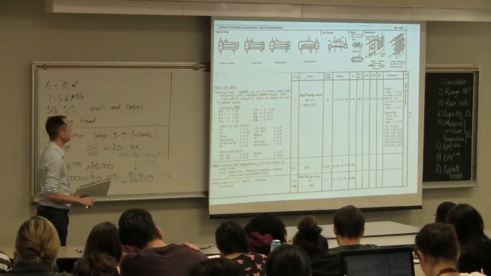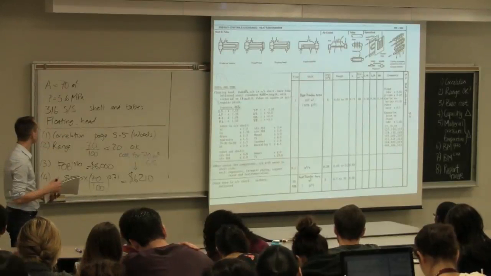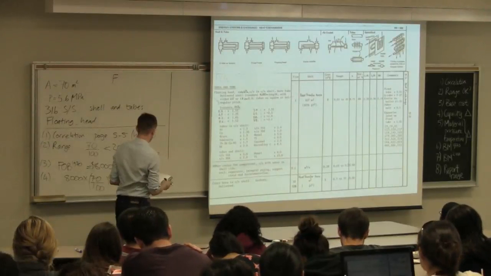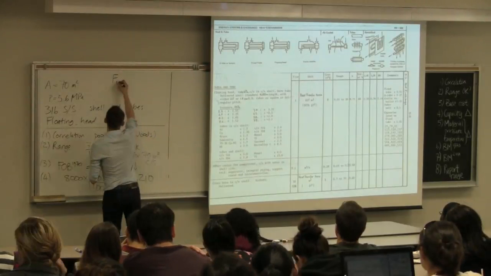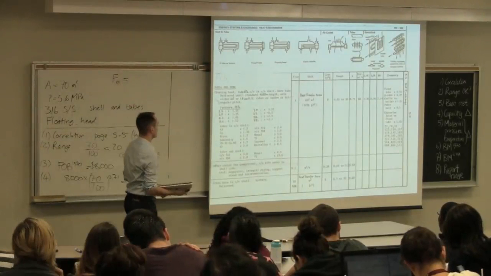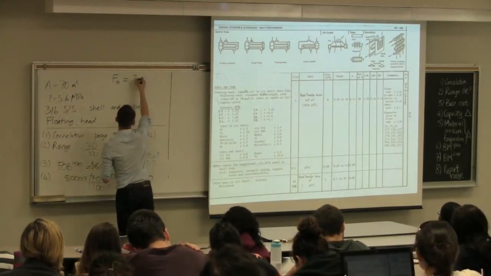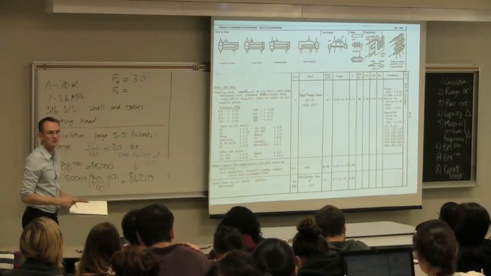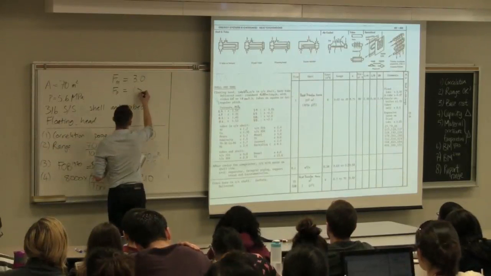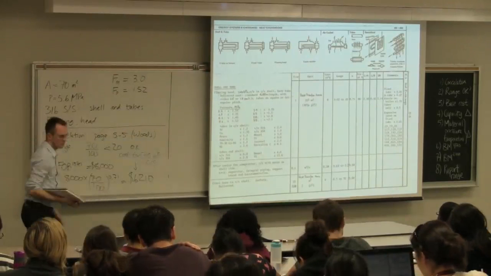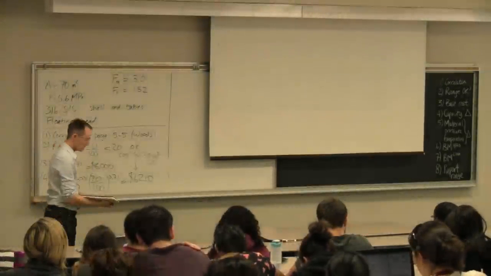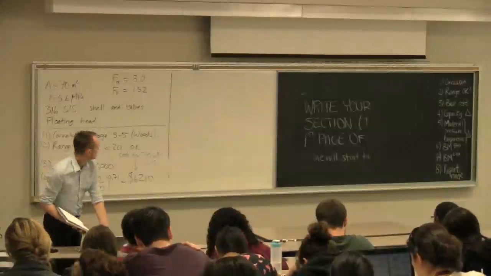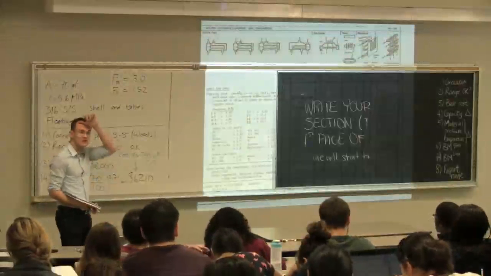Material factor, three. So I'm just going to make a note of them here because I'm going to move this overhead projector up. So the material factor, for the fact that we're making this from 316 stainless steel rather than carbon steel, is a factor of 3. And the factor for pressure? 1.52. I just want to make sure that everyone understands where those factors came from.